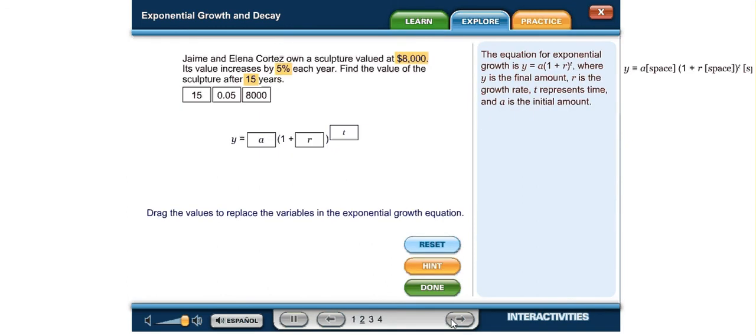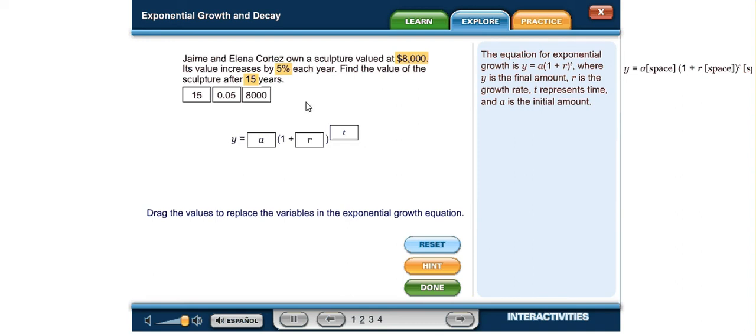The equation for exponential growth is y is equal to a times the quantity 1 plus r to the t, where y is the final amount, r is the growth rate, t represents time, and a is the initial amount.